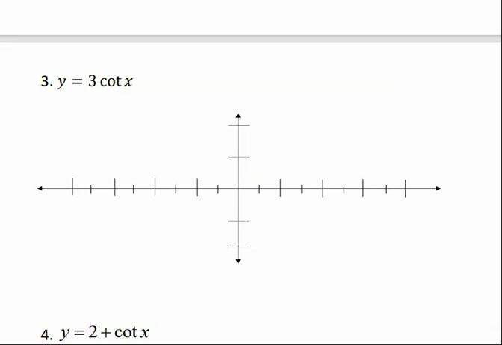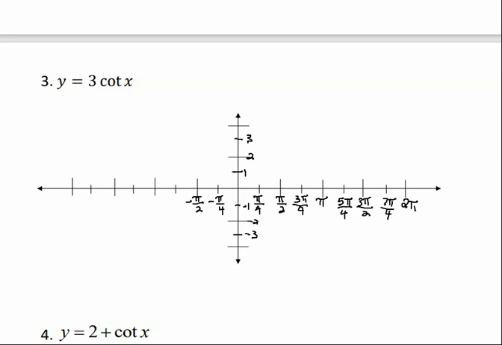Alright, now let's do some translations and transformations to the cotangent graph. Here, for cotangent, we have y is equal to 3 cotangent of x, which, like I said, is not really called the amplitude, but it stretches or compresses our graph. So, nothing shifts as far as our phase. So, our asymptotes are going to stay in the same spot. So, let me mark those up.